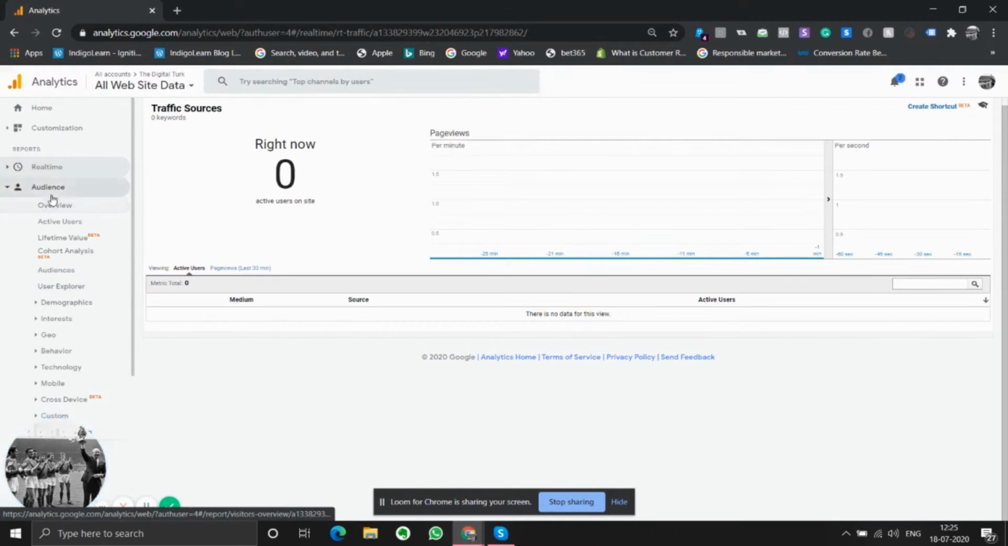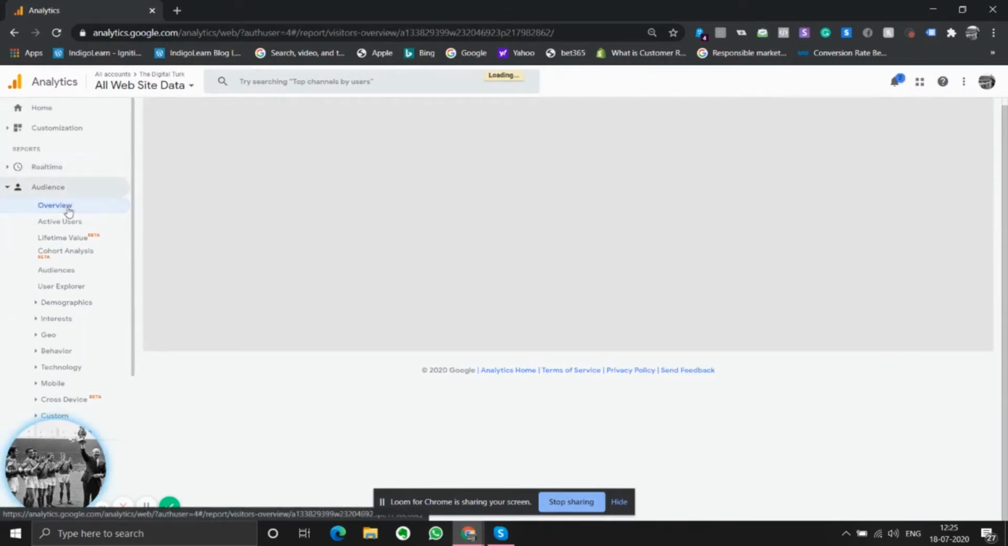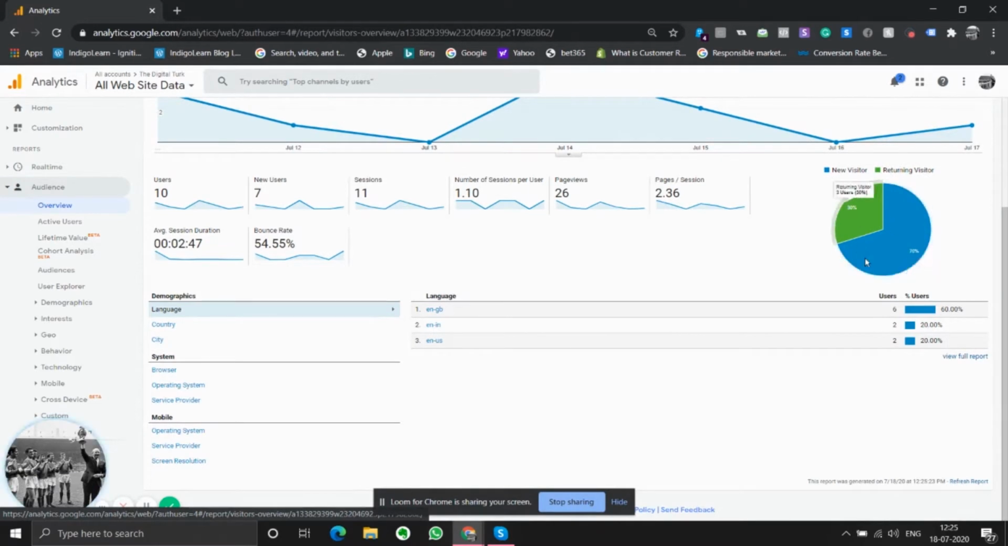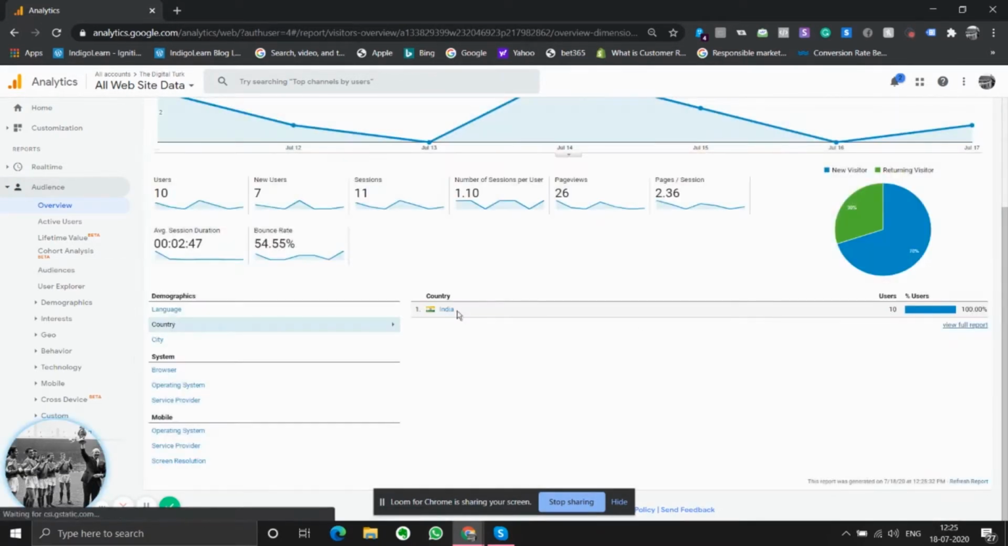Then you go to audiences. Within audiences, it's actually quite complicated. You have overview. So overview gives an understanding of everything: total number of users, new users, sessions, returning users. You have all of this information over here. Then you understand your country, city, where people are coming from, or where most of the users are. Like my users are predominantly in India.